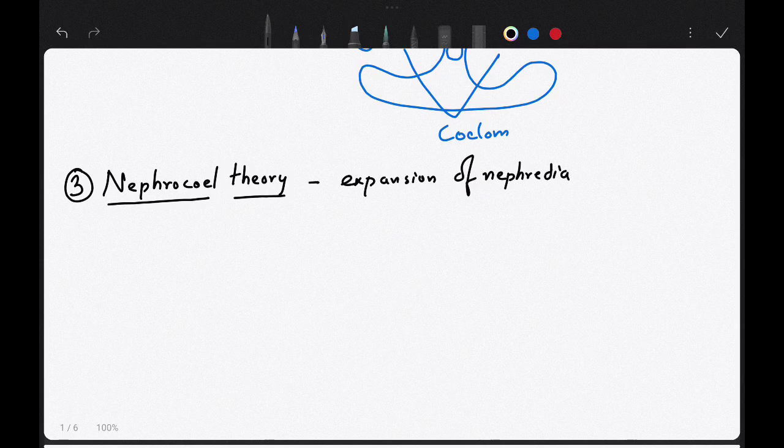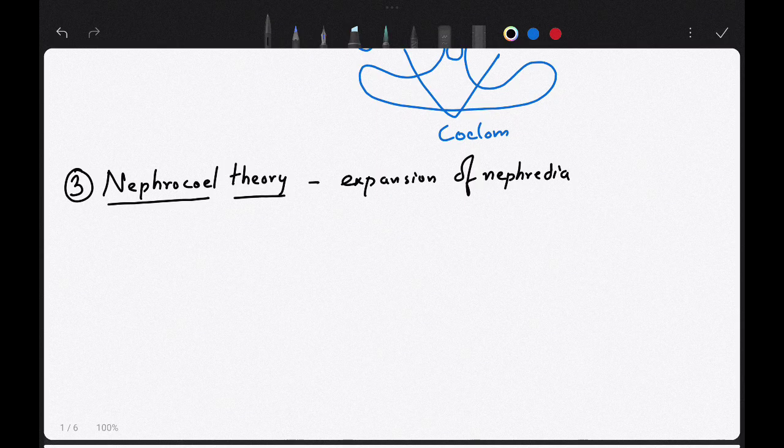Now this theory says that it mainly came from protonephridia, which are mainly present in flatworms. So this theory gave rise to the concept that the expansion of nephridia gave rise to the presence of coelom, or the expansion of nephridia gave rise to coelom.